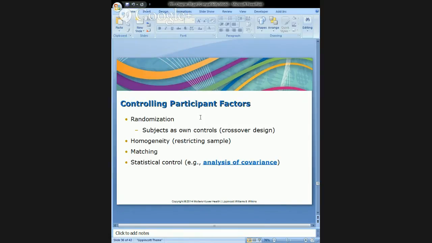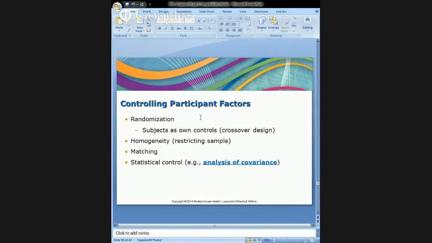Controlling for participant factors, we talked a little bit about randomization, homogeneity, matching. Randomization is when you have 100 people that meet a certain criteria. Say you're interested in looking at depression in American women in their 40s. So you would want to limit people in your study to women. Of course, you don't want men in your study, between the ages of 40 and 49 who live somewhere in the United States. And then however many people you recruit, you would just, through the lottery system, assign them to different groups.